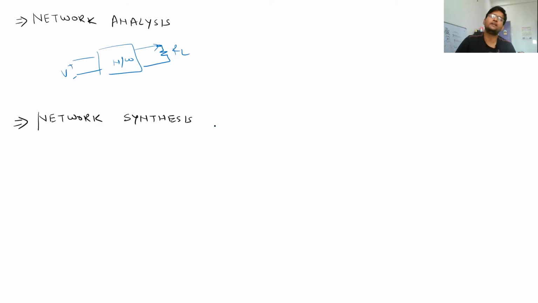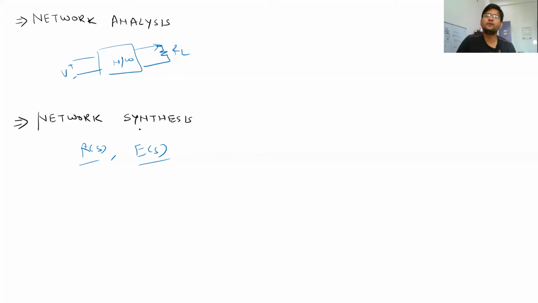But now in network synthesis, whatever we will be doing will be just opposite. So we will be given the response, let me call it R(s), and we will also be given an excitation, let me call it E(s). Both the response and excitation can be anything, voltage or current. I have written it in the form of s, which means whatever we will be given will be in the form of Laplace transformed version.